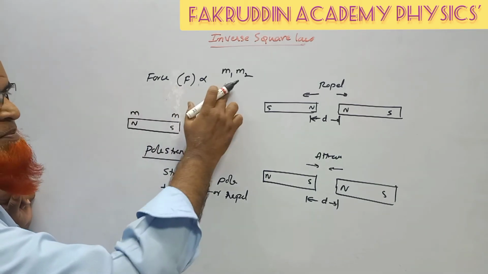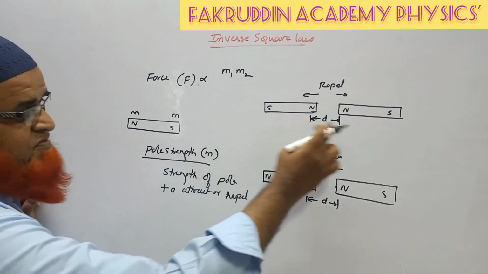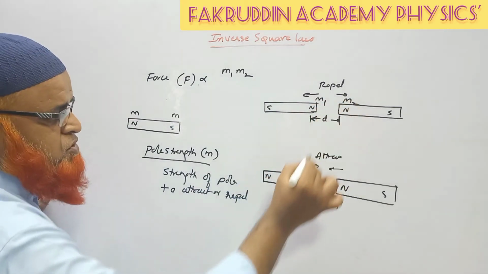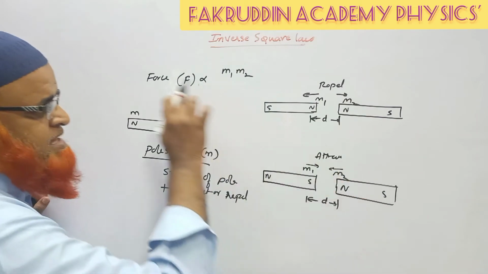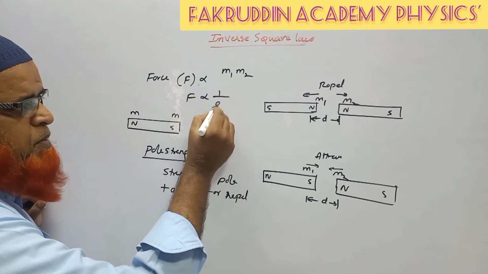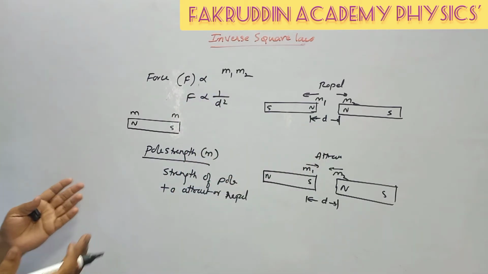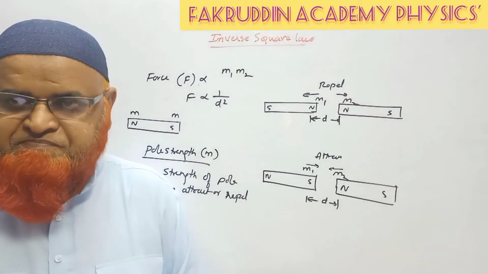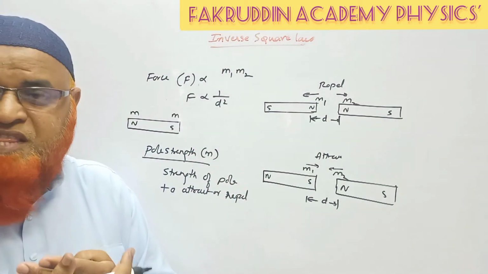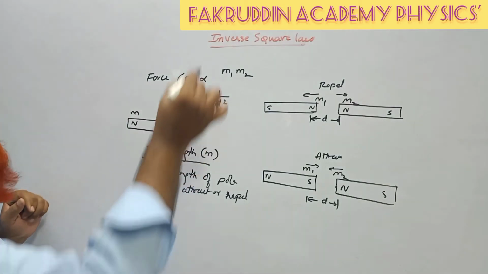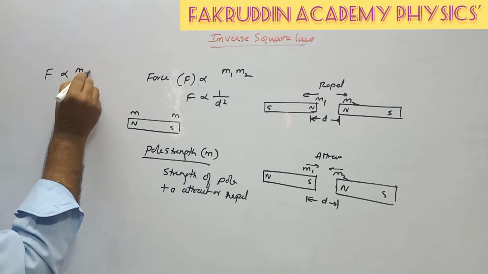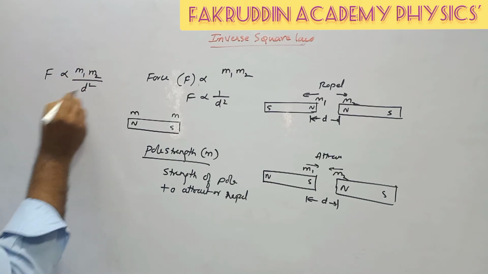See, force is directly proportional to the product of the pole strengths here. If these magnets have pole strengths M1 and M2, then force is directly proportional to the product of the pole strengths, and force is inversely proportional to the square of the distance between them. Okay, if you join these two, then what are you going to get? Force is directly proportional to m1 m2 by d square.